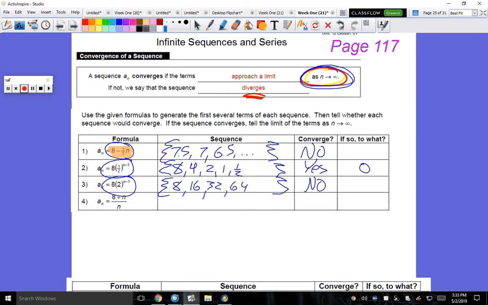And then here we go. A plus n over n. Is this going to converge? And I'm talking about the terms, okay? So look at the terms. We have 9. We have 5. What else do we have? 3 2/3. We have 3. Will these terms themselves converge, yes or no? Yes. What will they converge to? 1.